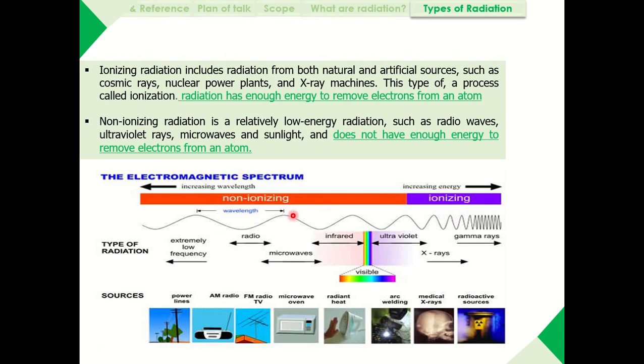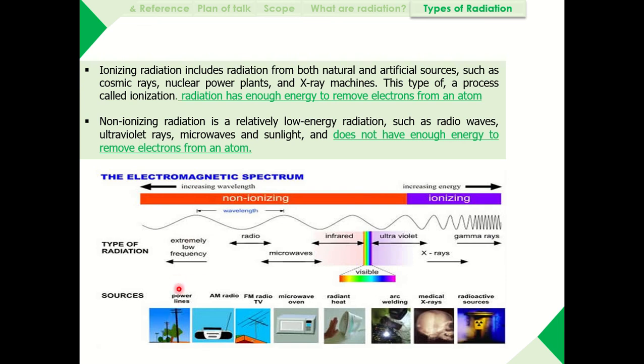The non-ionizing region is the low energy region, while the ionizing region has increasing energy, which has the capacity to remove an electron from an atom. That is why it is called ionizing radiation. Okay. Now we have the different sources of such radiation that can be seen here.